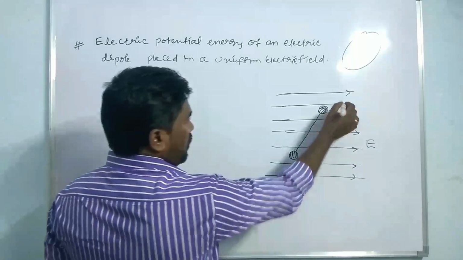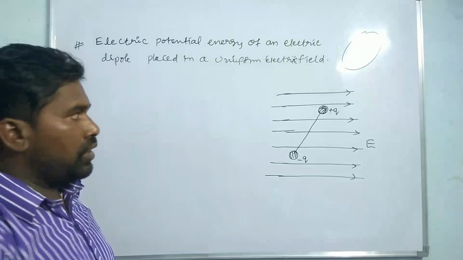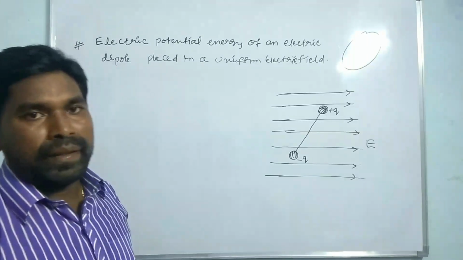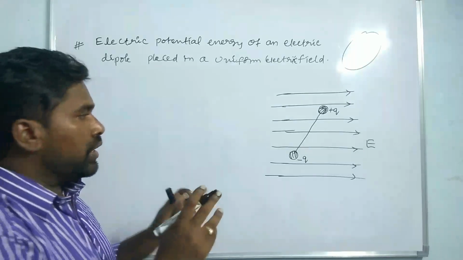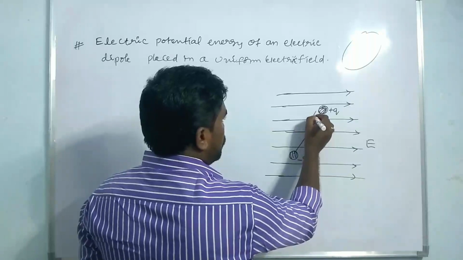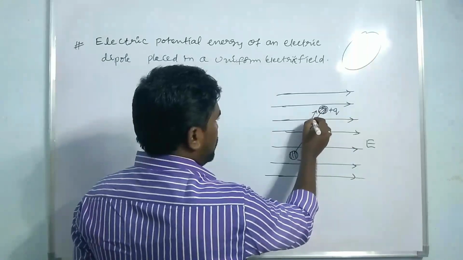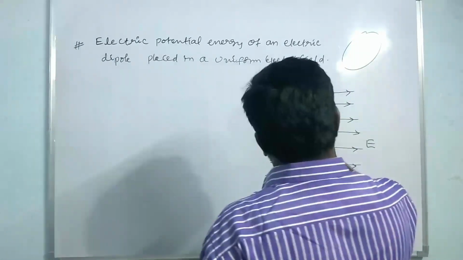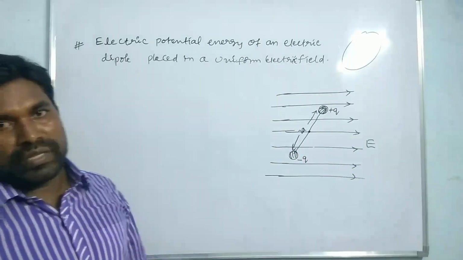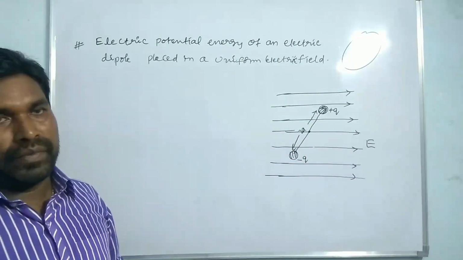Two equal and opposite charges, whose magnitudes are equal but signs are opposite to each other, separated by a small distance of 2a. How much distance? 2a distance. This arrangement is known as the electric dipole.